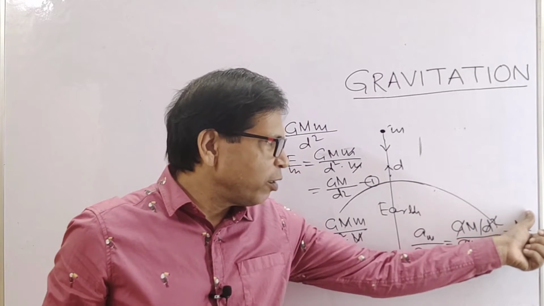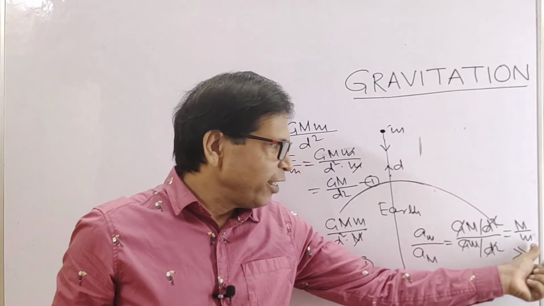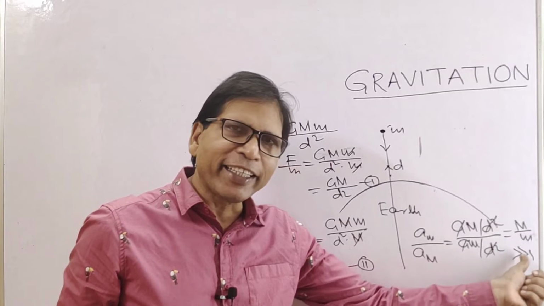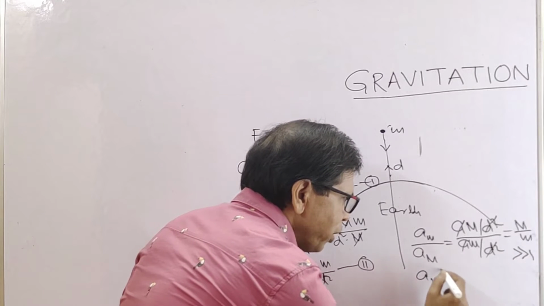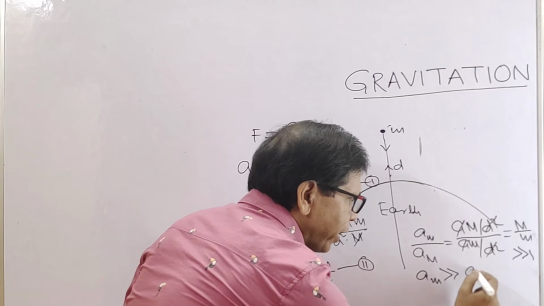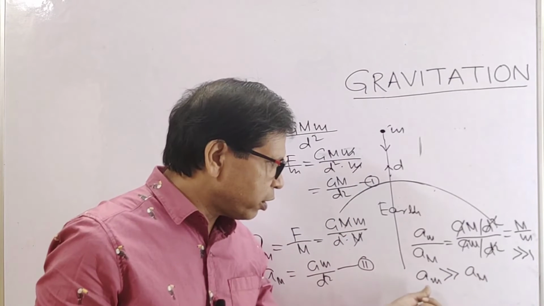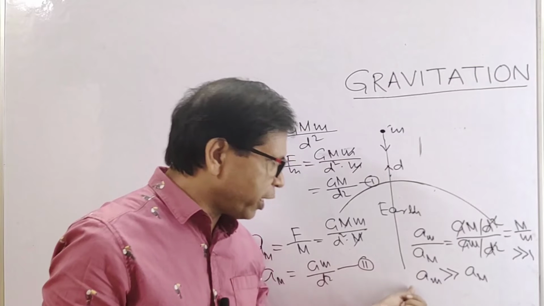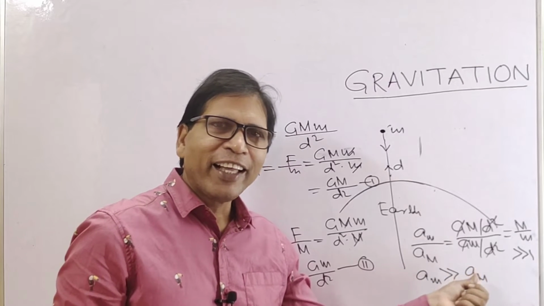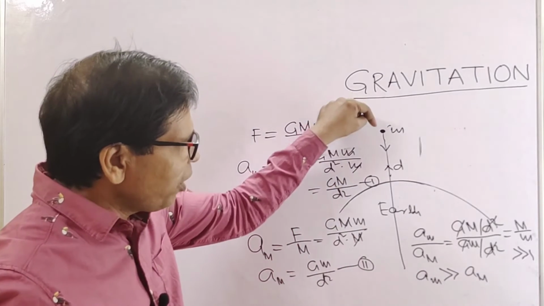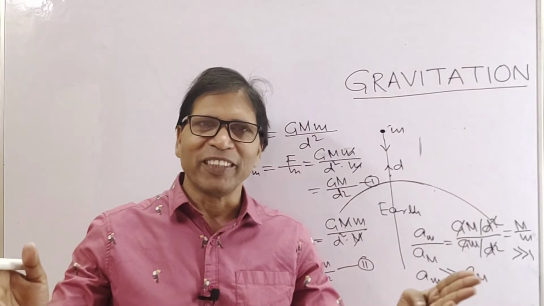The mass of the earth by the mass of the object, this ratio is greater than 1. Therefore the acceleration of small m is greater than the acceleration of capital M. That is, the acceleration of the small object is greater than the acceleration of the earth. That is why the body falls on the earth's surface.